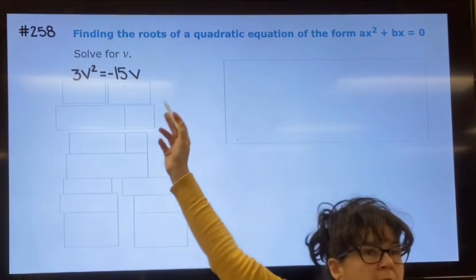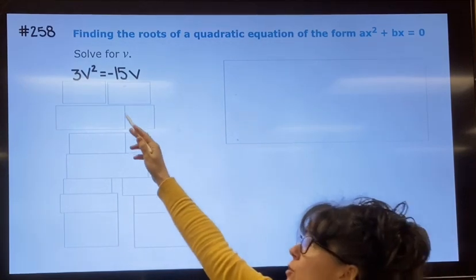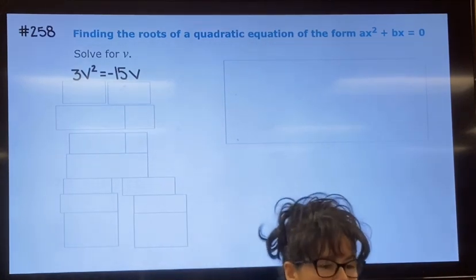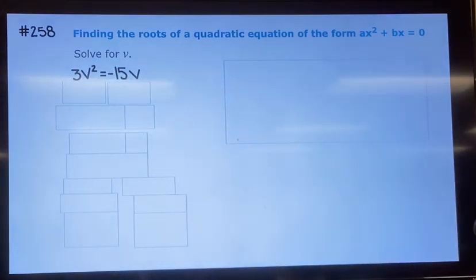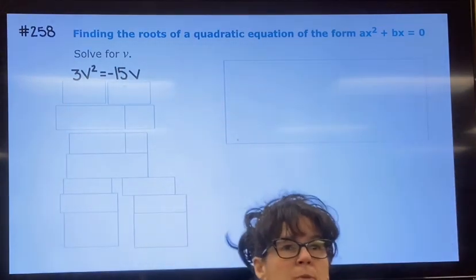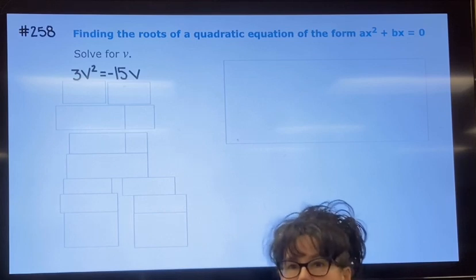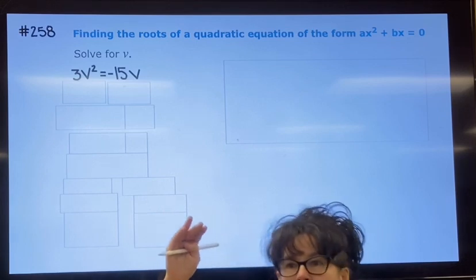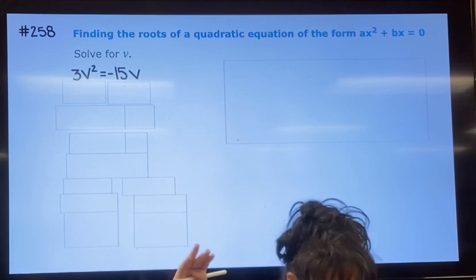In this equation, the variable is to the second power. So anytime our equation has a variable with a degree higher than 1, the first thing we want to do is move all of the terms to one side so they're equal to 0. When you're moving things side to side, you're using addition and subtraction to move them.